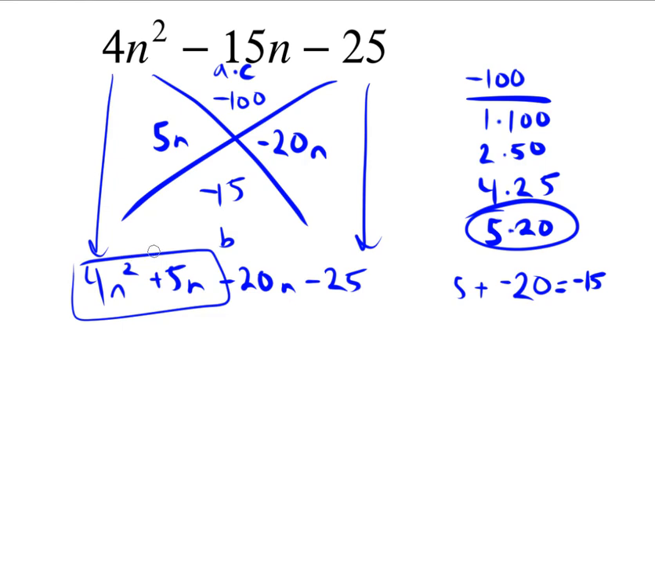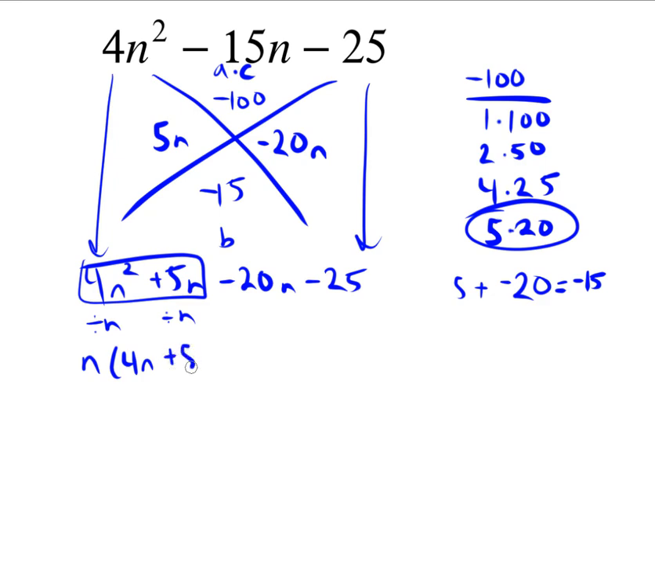I'm sorry, I'm taking these two here. Let me do that one more time. I'm taking these two here. So I'm going to pull out of these two. I'm going to divide them both by n. And this becomes n times 4n plus 5, right?